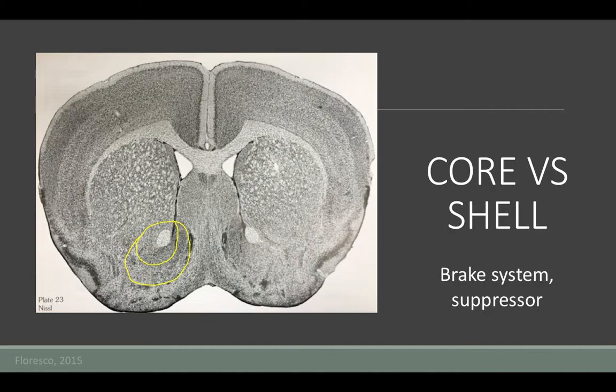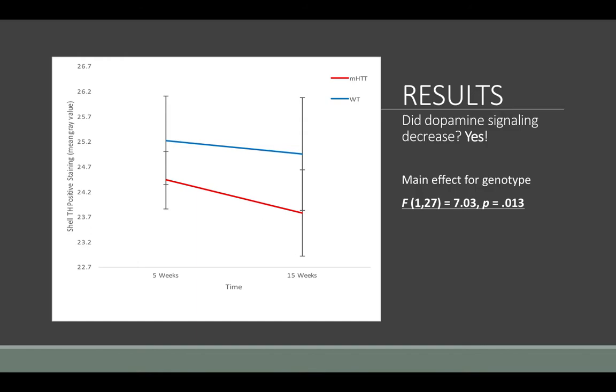So what did we see here? This might relate to something like impulsivity or taking risks. And we saw dopamine signaling decrease. And we saw it, again, in an interesting way.